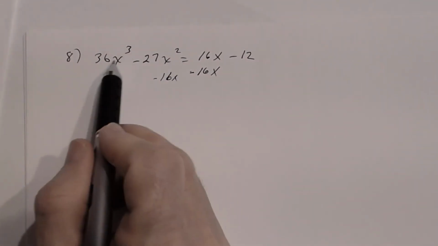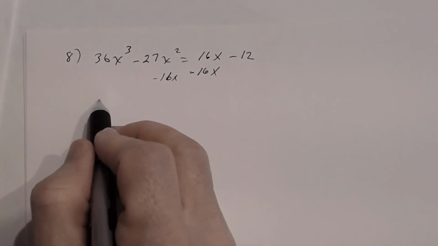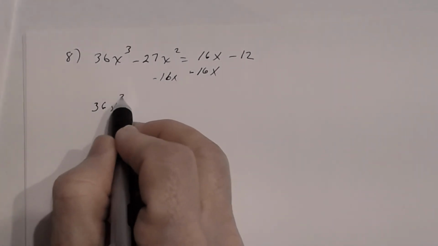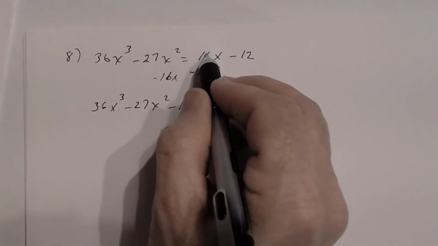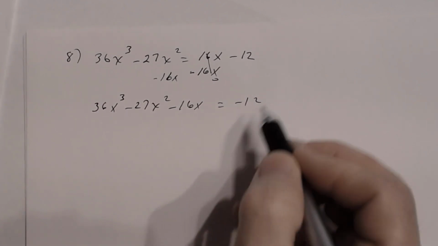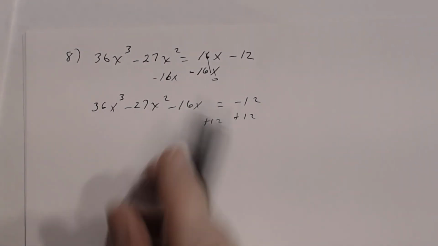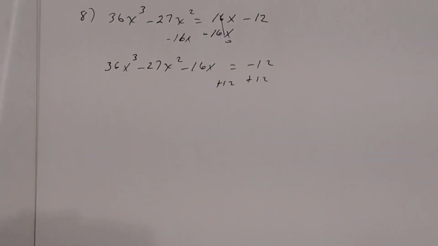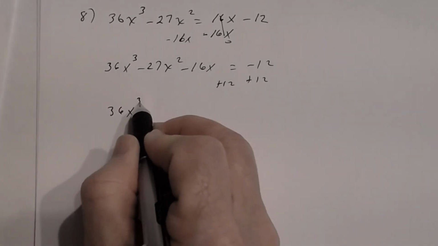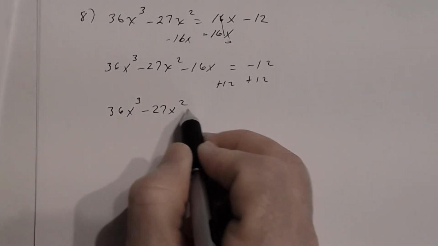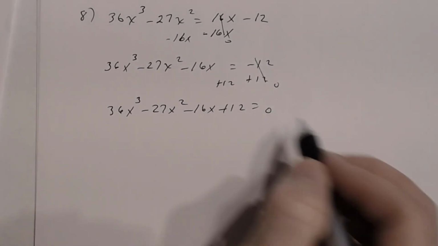And then notice that all these three terms here are different, they're not like terms. So far I have 36x cubed minus 27x squared minus 16x equal negative 12. Then adding 12 to both sides. Again, all these four terms are different. They're not like terms, so I can't combine them. But I do end up with 36x cubed minus 27x squared minus 16x plus 12 is equal to 0.